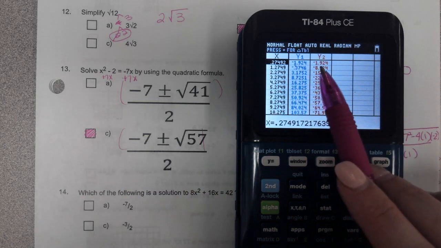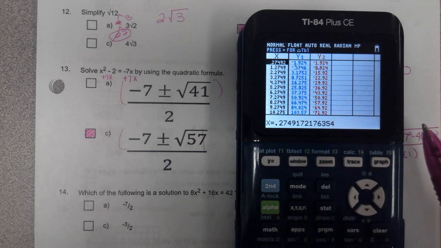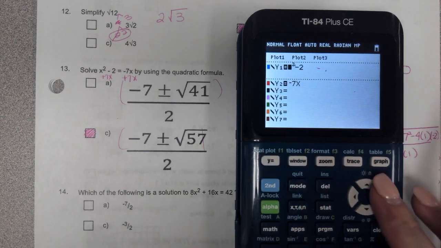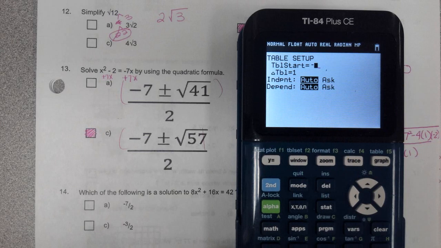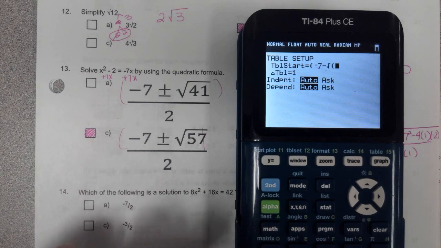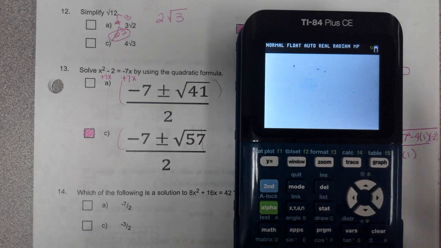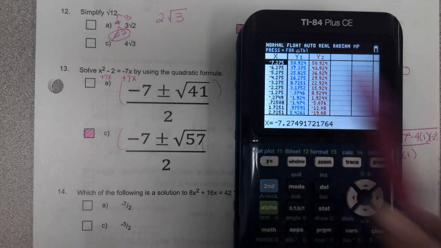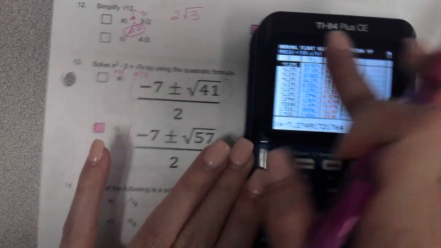Negative 1.924, negative 1.924. They are exactly the same. You could also do negative 7 minus the square root of 57. Oh, I didn't put in parentheses. Negative 7 minus the square root of 57 divided by 2. Negative 7.924, negative 7.924. Exactly the same.